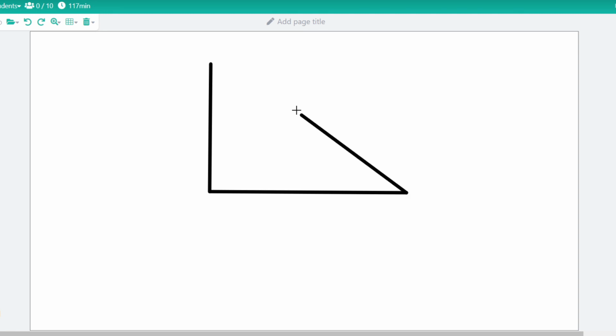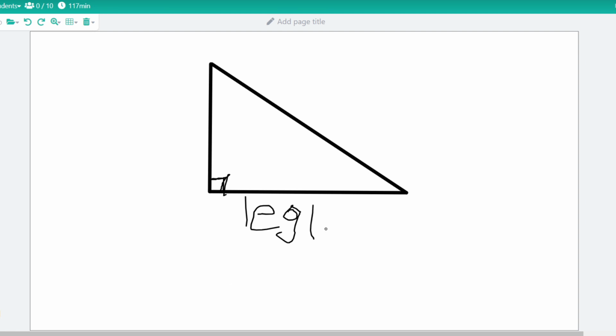So let's just pretend I make that perfectly straight, and here we go, a right triangle. If I wanted to label the legs, I would say, okay, here's my right angle, and any side that is touching this right angle is a leg. So here is leg 1, and we can call this one A. And here is leg 2, and we can call this B.